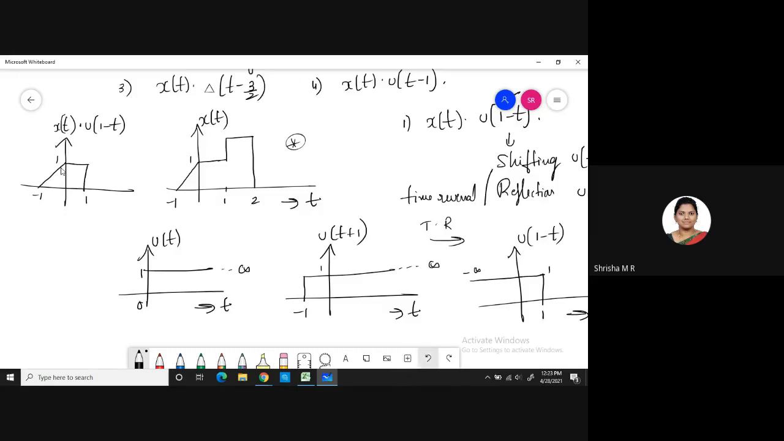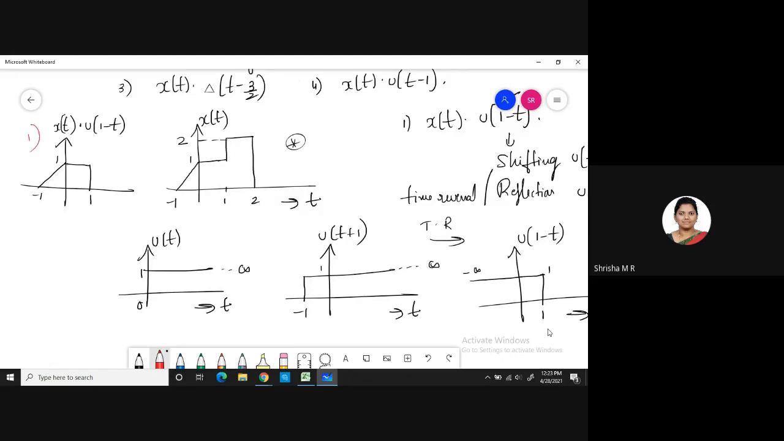Got it, everyone? Understood, everyone? Here, see here. In u of 1 minus t, you have a signal from minus infinity to 1. Here and beyond you have zeros. The amplitude is 0, so 0 multiplied with this 2 is 0 only. Here it is 2. So you will get the overlapping space, whatever is there between x of t and u of 1 minus t. This is the first waveform.